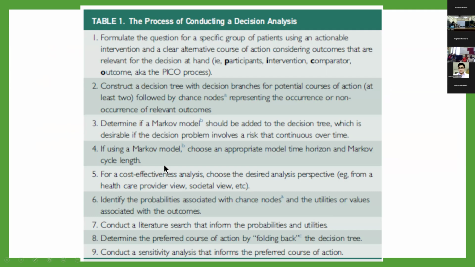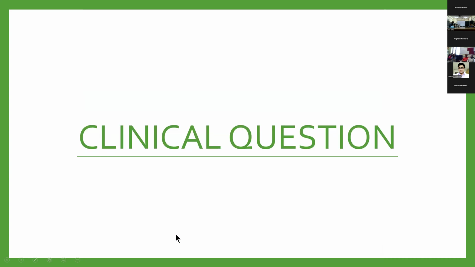If a Markov model is added, you have to use a time horizon. And for cost effectiveness, as an economic study, you see which perspective you want to look at, healthcare or the individual provider. You identify the probabilities and you get the utilities, and then you fold back the tree and see what your preferred course of action is, and how certain you are, you find out by doing a sensitivity analysis. So we will look at how they have done a decision analysis in a study. We'll come to the question.